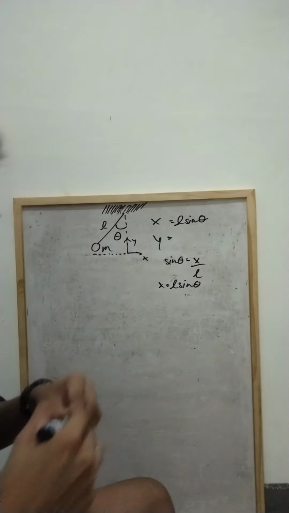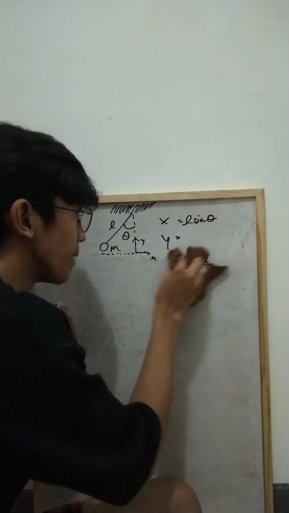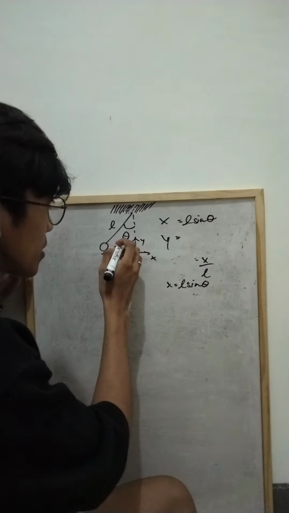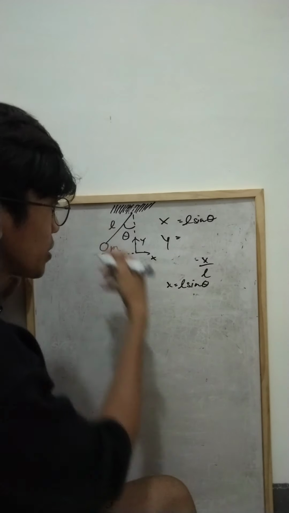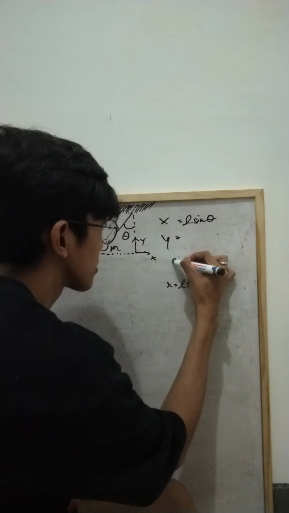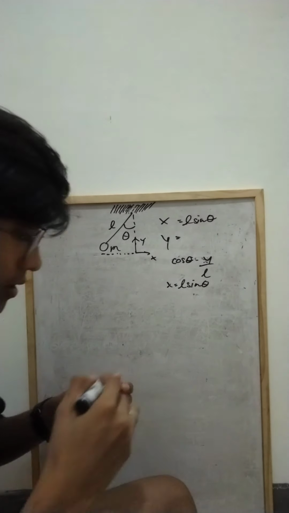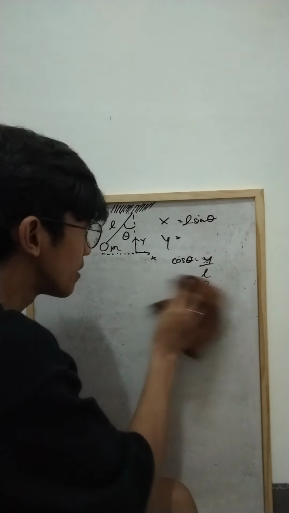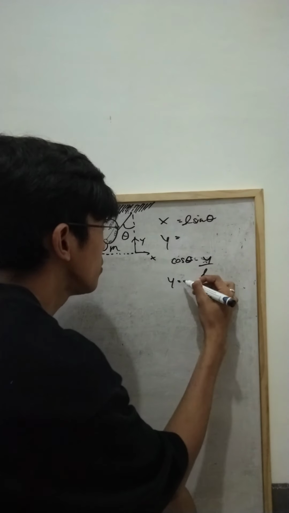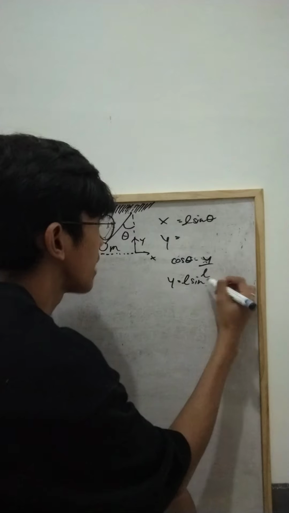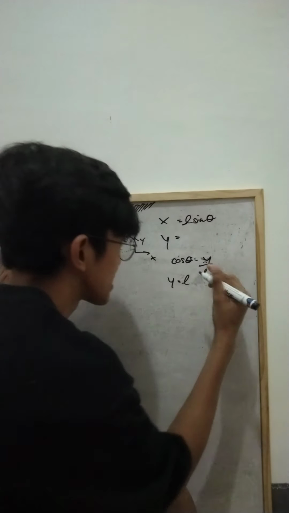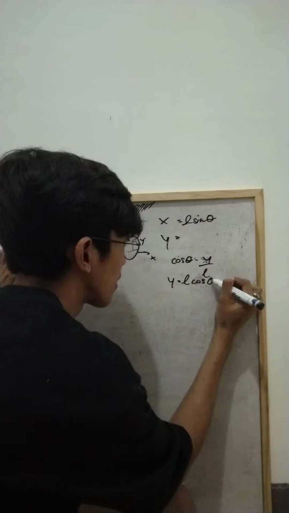Also, we can find y by using cosine of theta. Cosine of theta is equal to the adjacent y over the hypotenuse L. So I will replace this y. We get the value of y by doing the same process, so y is equal to L cosine of theta. Why do I mess up? Cosine of theta.